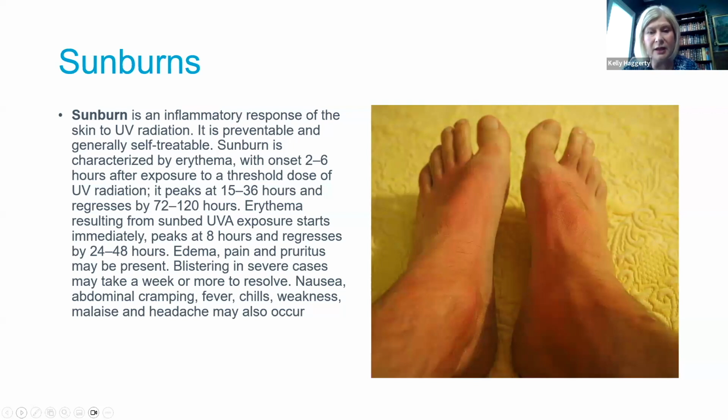Of course, blistering can occur in severe cases as well. And as I mentioned, you can get systemic effects such as cramping, fever, chills, weakness, headache, and just generally feeling unwell. Next slide, please.